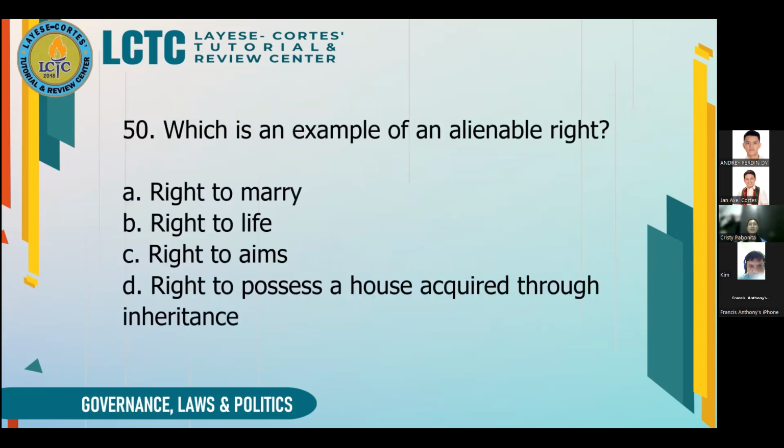50. Which is an example of an alienable right? Remember what is alienable? Transferable. Ma-transfer. Right to marry, ma'am. Letter A. Yes, A, right to marry. Transferable na siya, as long as dili pa ha. Okay. So letter D is acquired rights na siya. Letter B and C are both inalienable rights. Cannot be transferred, cannot be taken away, and cannot be denied from you.